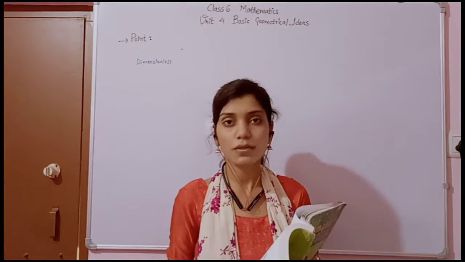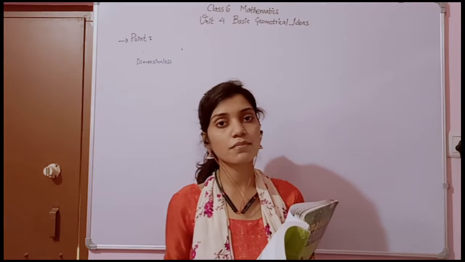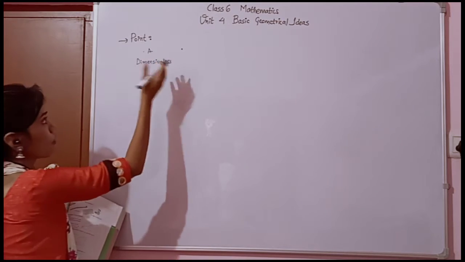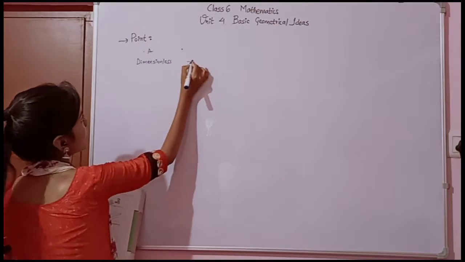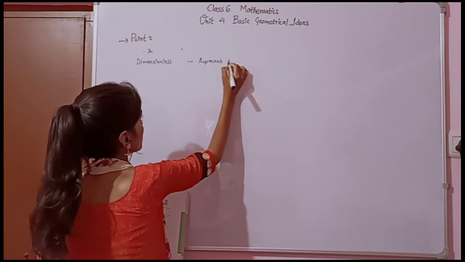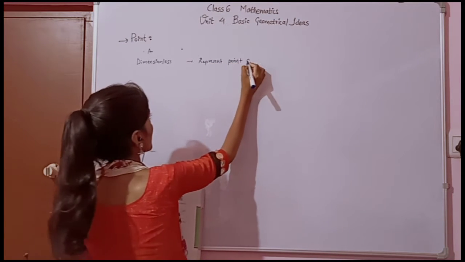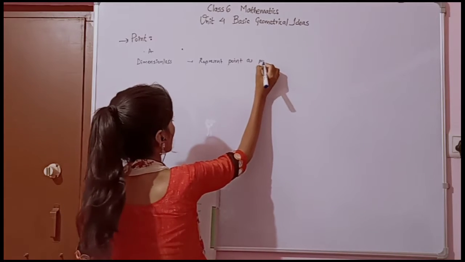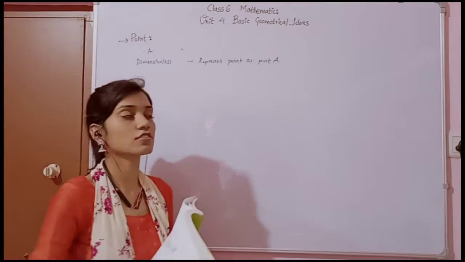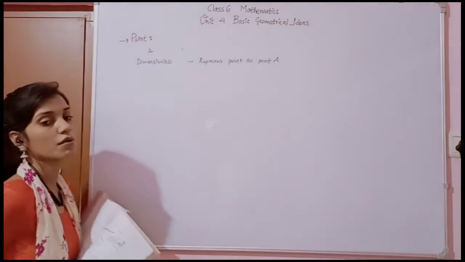Now if I want to represent a point, how will I represent it? For example, I give the name A, that is point A. I will write it as point A. So this is how I represent a point.